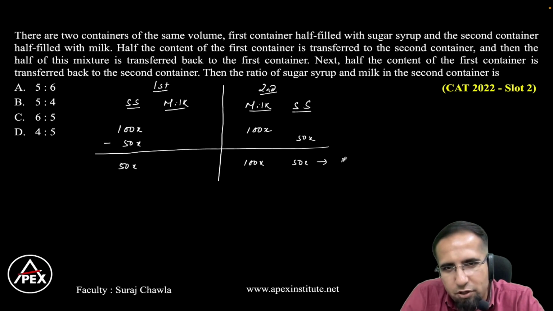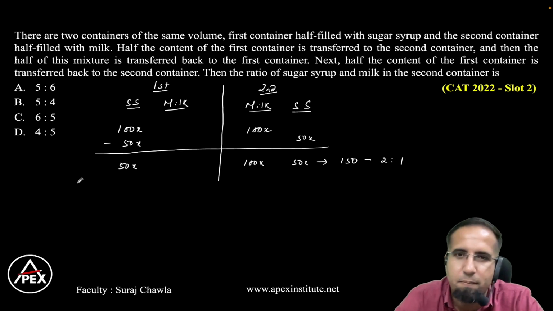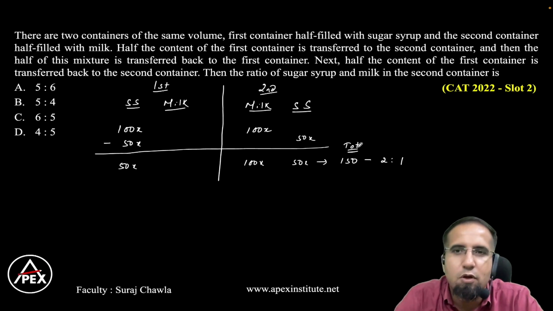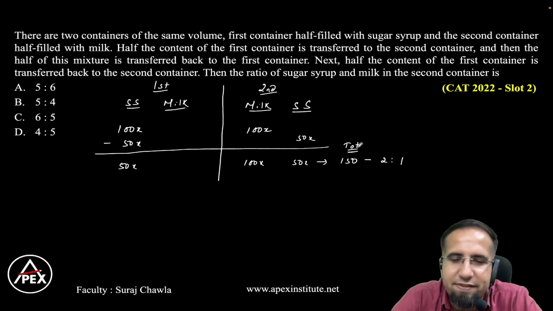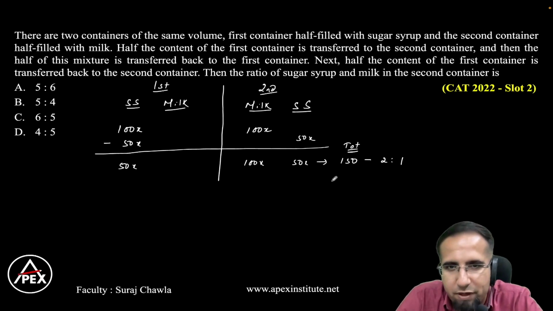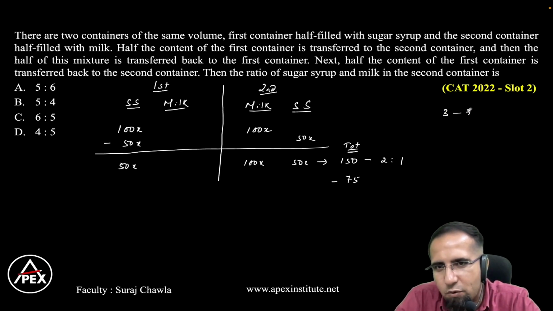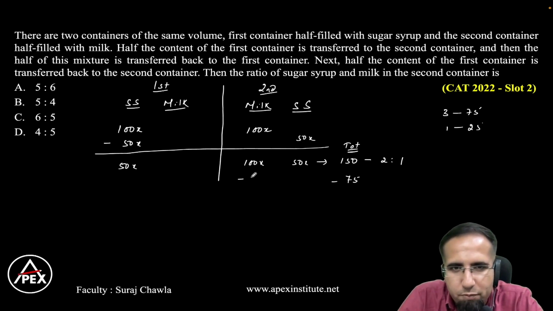That means the total is how much here? The total is 150, and I'm mixing them in the ratio of 2:1. Clear. So this is the total column. Now half of the mixture is again transferred back. That means now I'm removing 75 from here, which should be in the ratio of 2:1. So 75 in the ratio of 2:1, that is 3 parts. So 3 parts is equal to 75, so 1 part is equal to 25. So milk would be 50x and sugar syrup would be 25x.